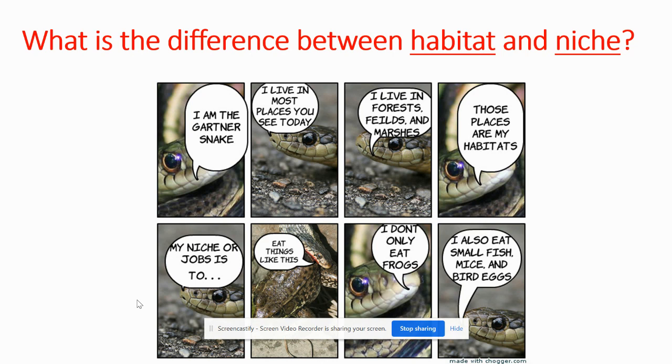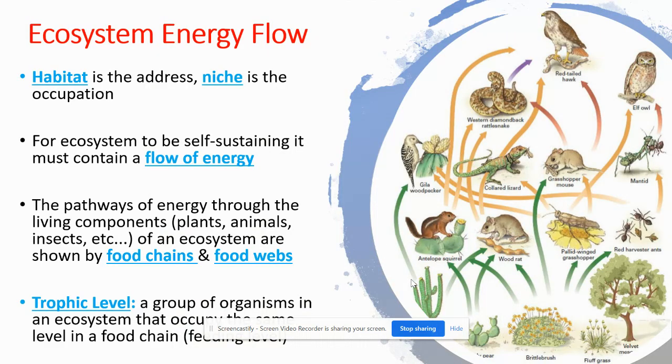The niche is the job. So the job of a snake is to eat things like this frog that it looks like it's going to choke on. Snakes are kind of amazing. And like the snake says, it doesn't only eat frogs, they also eat small fish, mice, bird eggs. So its job is a predator, right? So it's feeding itself. With the habitat and the niche, habitat is the address, niche is the job or the occupation.